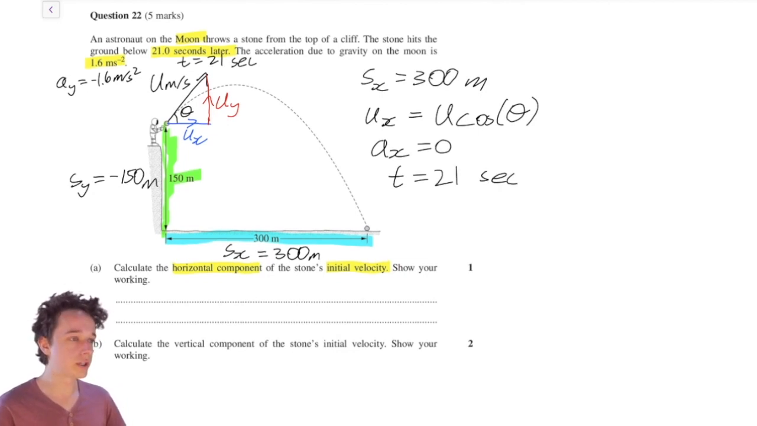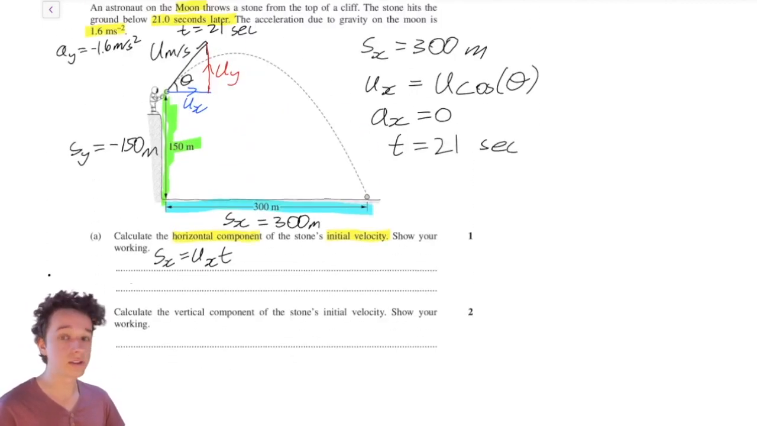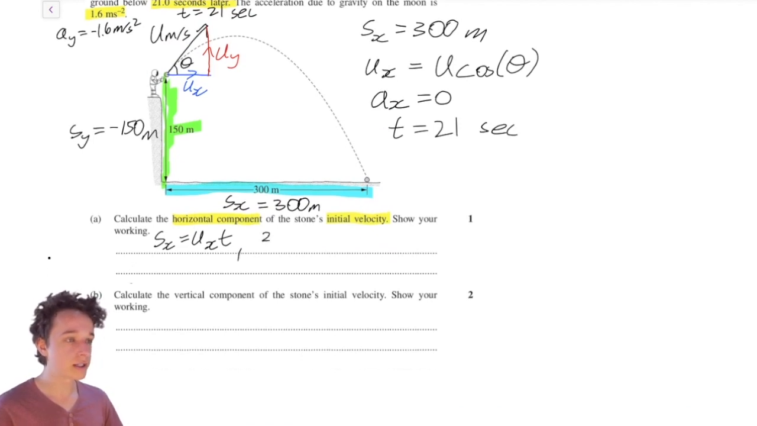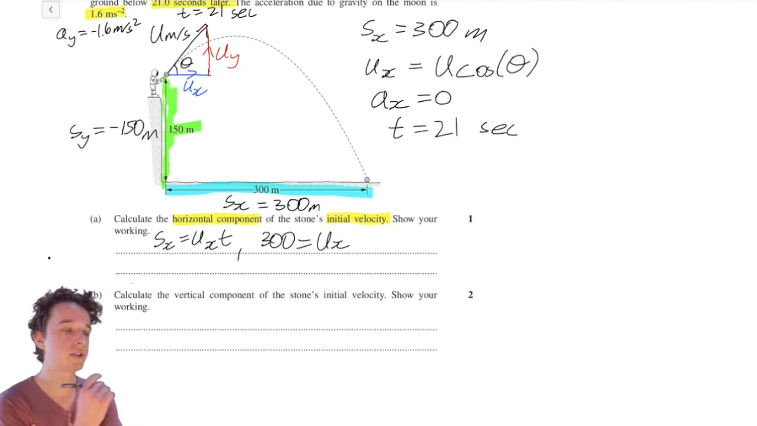So we'll just use the standard sx equals ux t plus half a t squared. ax is 0, so it's just sx equals ux multiplied by t. Sx, 300, equals ux, and we could substitute in that u cos theta, but because we're just finding ux, we don't need to, right? If we were finding u or theta, then perhaps we need to sub it in, but not in this question because we're just being asked to find the initial velocity in the horizontal component. Okay, and then multiplied by the time, 21 seconds.